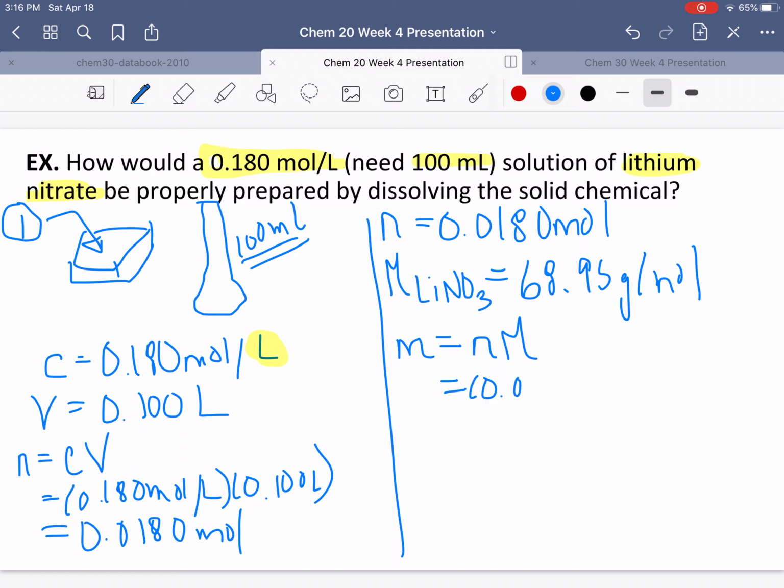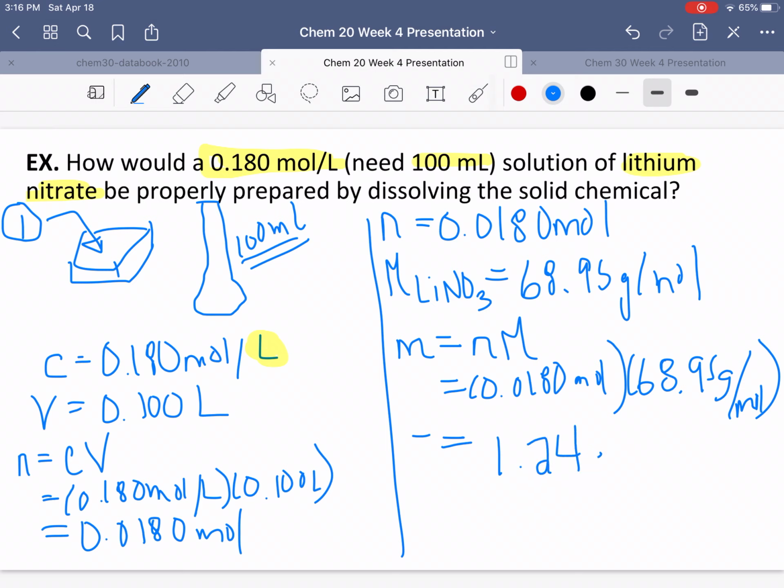So 0.0180 moles times the molar mass, 68.95 grams per mole. Number crunch those two together. Watch the sig digs. We're going to have 3 of them. 1.24 grams. In other words, this is the mass of lithium nitrate that we're going to have to measure out on that electronic balance.